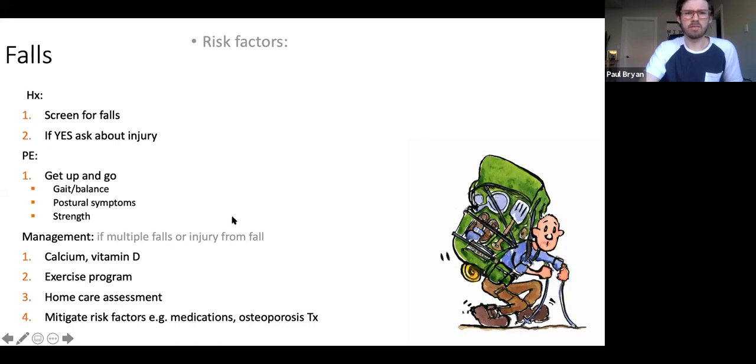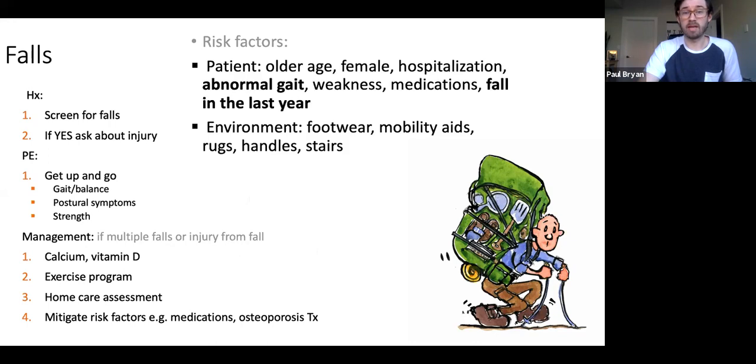So here are some basic things that you might recognize when someone says they're falling or they're having abnormalities on their get up and go exam, like their balance and their posture. They're frail, so they're low weight, vulnerable, all these things. Then you can do vitamin D and calcium, an exercise program, a home care assessment. Think about medications that may be contributing, a classic one being antihypertensives. If they're complaining of orthostatic symptoms and it's a falls question, the answer might be to stop their antihypertensives.